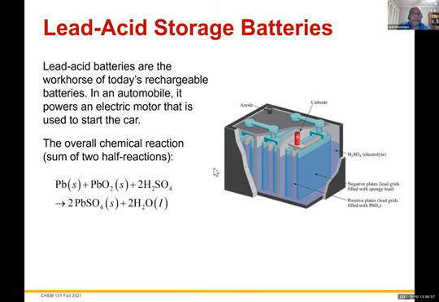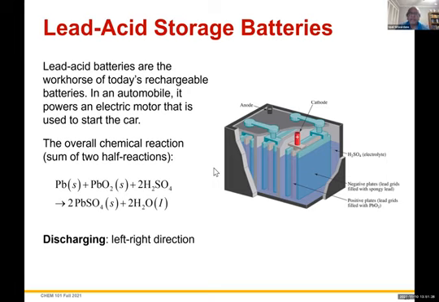Anode is lead, turned into lead 2+, plus 2 electrons. Cathode is lead oxide, lead 4 oxide. That turns into lead 2+. That's the reduction. So cathode is lead oxide and anode is lead. So this is the reaction that takes place with sulfuric acid.